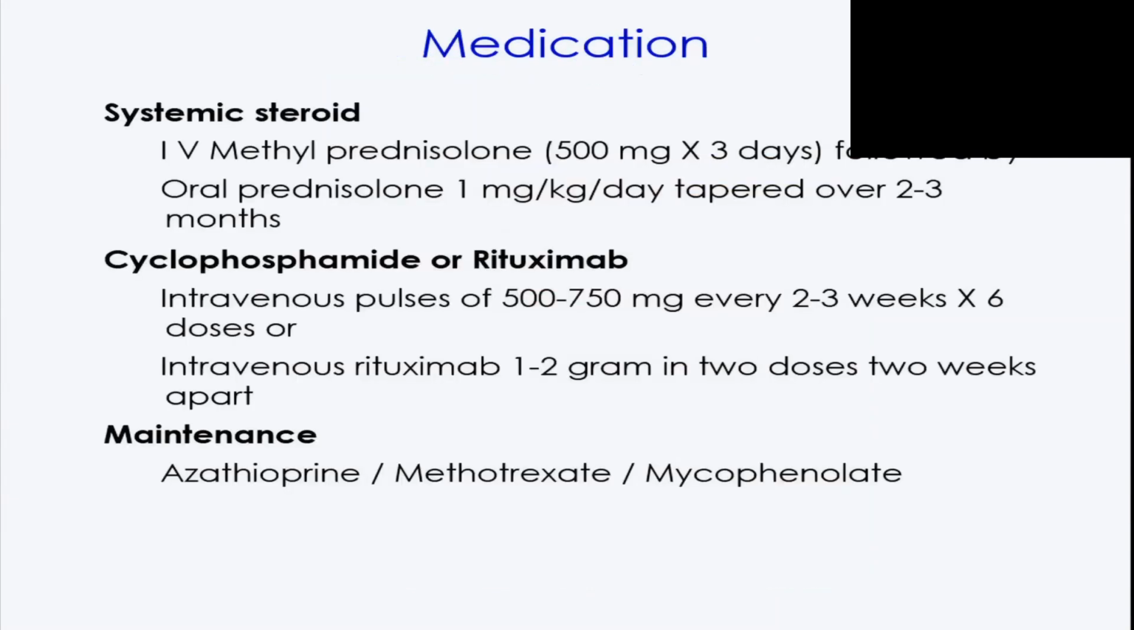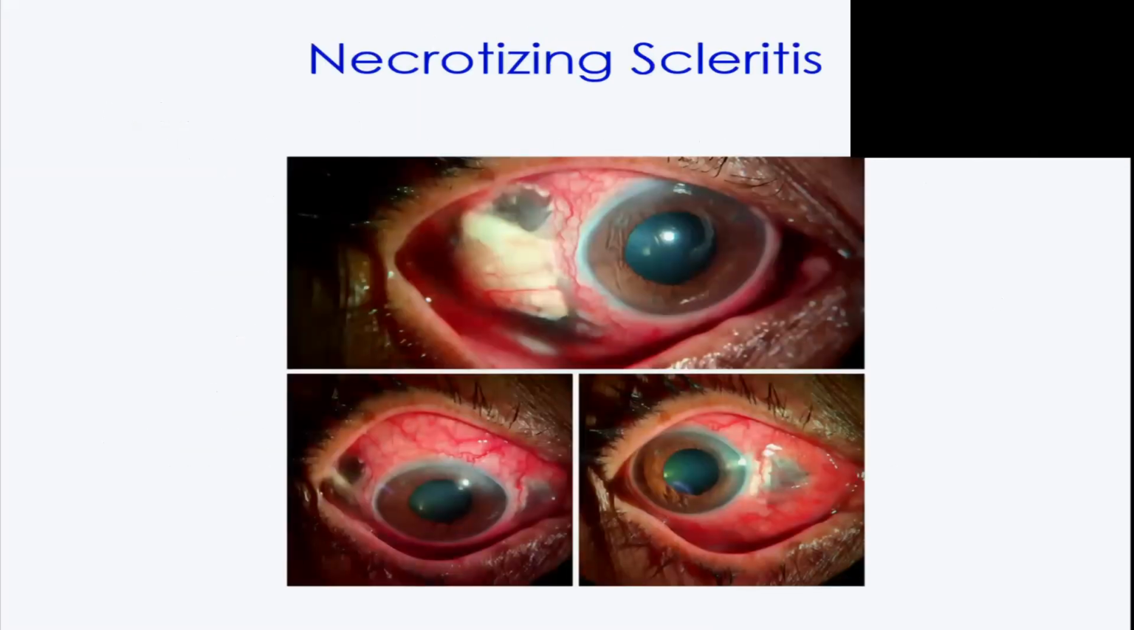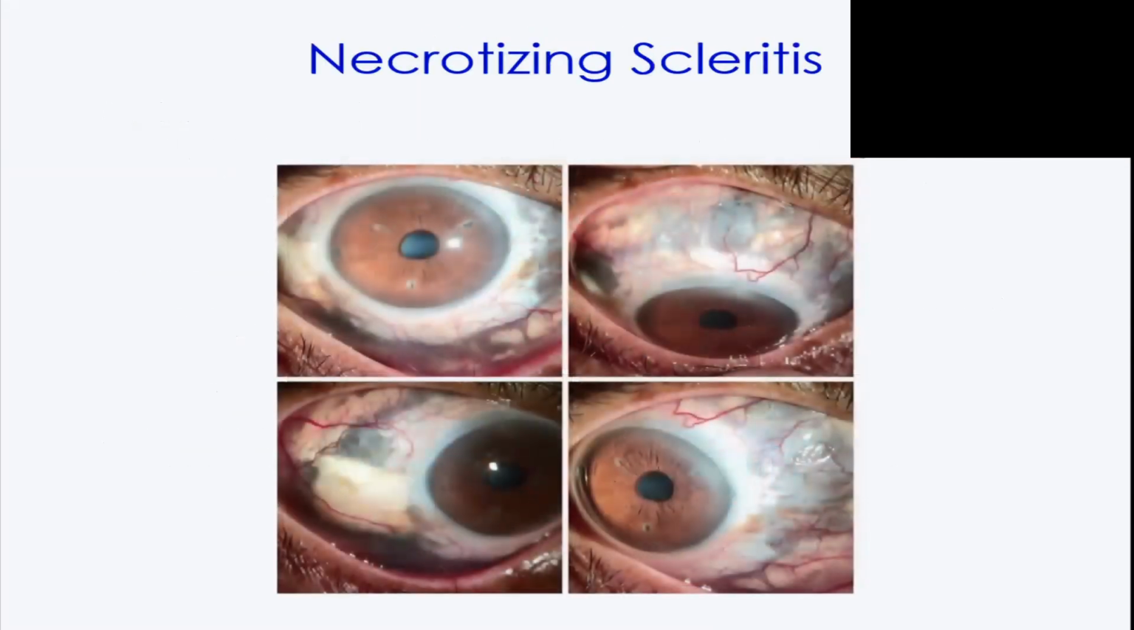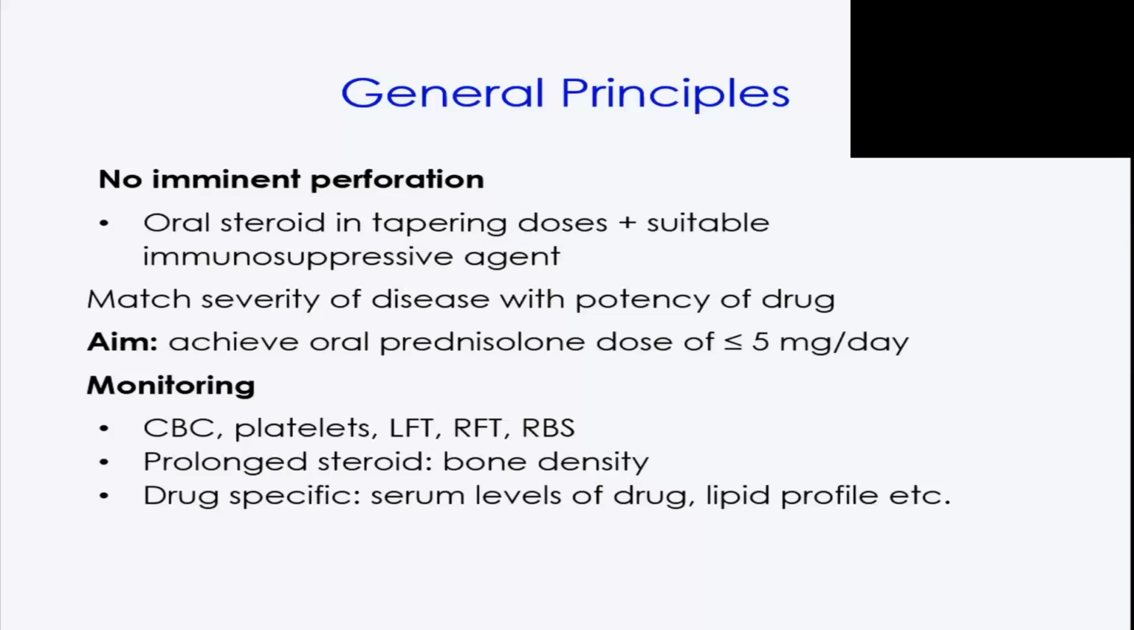So I'll come to, for example, this case, where the globe integrity is threatened. This is the regimen that I used: IVMP 500 milligrams for 3 days, followed by oral prednisolone 1 milligram per kg, tapered over 2 to 3 months. The patient is given pulses of intravenous cyclophosphamide, and once the eye is quiet, one can shift to a milder drug. With appropriate therapy, it quietens down. So you don't really need surgery, even for cases where you feel that it's a very bad case.